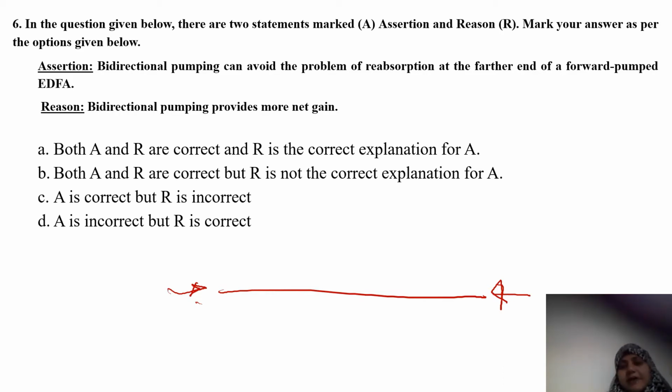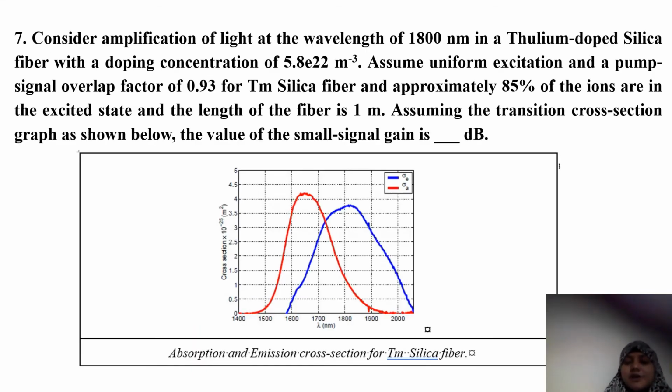It can help in the gain. If there is less absorption, there will be less loss. So if there is less loss, there will be more gain. So bidirectional pumping will provide more net gain. So the answer should be A. Both A and R are correct, and R is the correct explanation for A. Now let's move on to our next question.